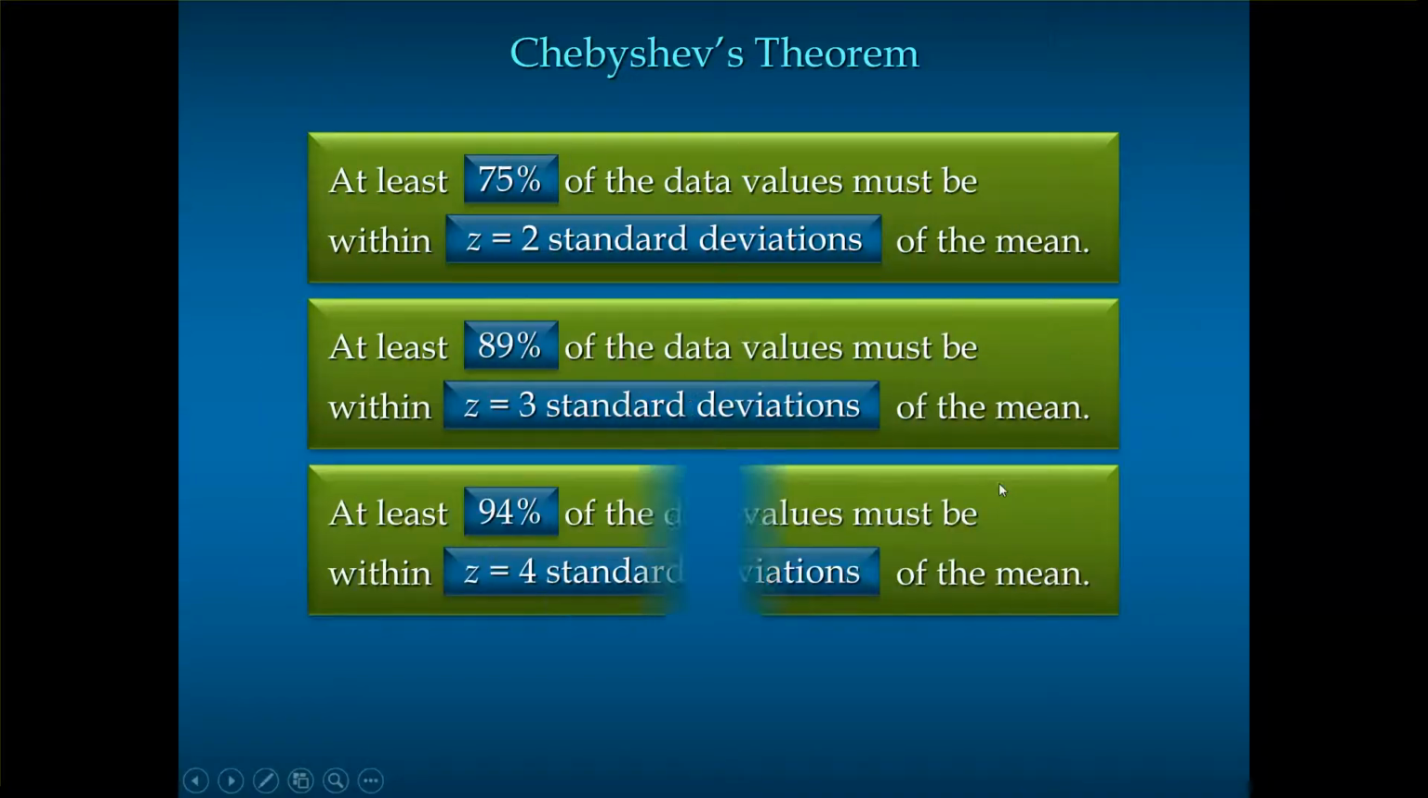So what does that really tell us? Actually, it tells us, before we do any calculation, what we should expect our data to look like. We should have at least 75% of the data values within 2 standard deviations of the mean, at least 89% of the data values within 3 standard deviations of the mean, and at least 94% of the data values within 4 standard deviations of the mean.